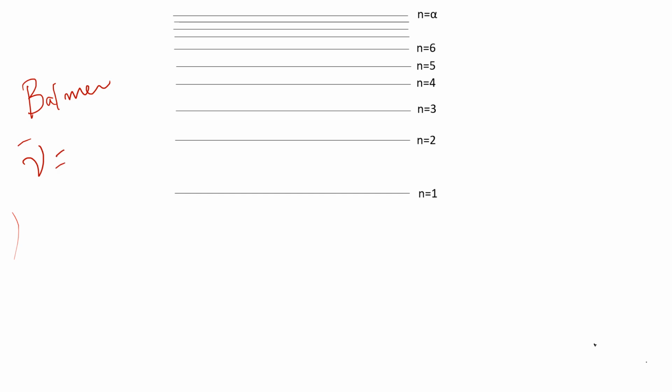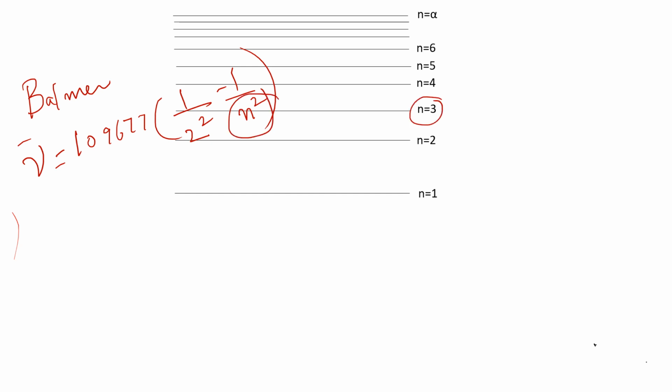He expressed an equation which is given like this: wave number equals 109677 multiplied by 1 by 2 squared minus 1 divided by n squared. The value of n can be 3, 4, 5 or any number which is more than 2, not 2 or below that. It should always be more than 2. So accordingly, he substituted in this particular equation.